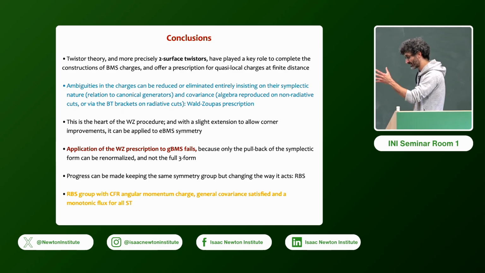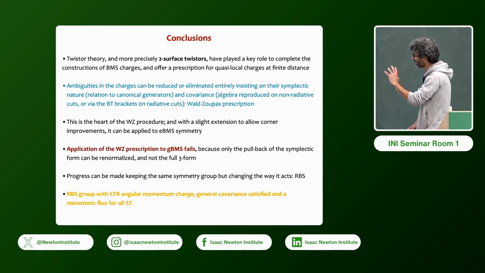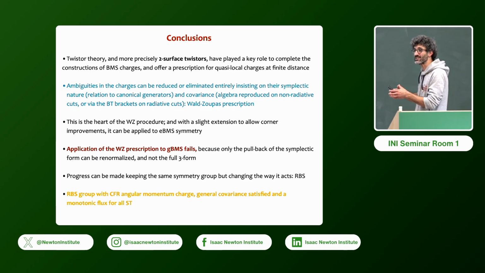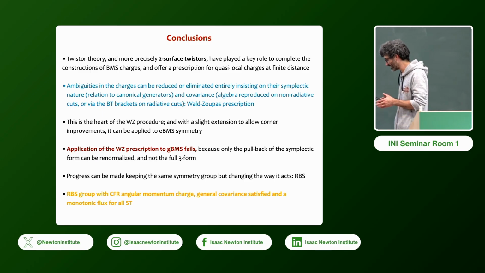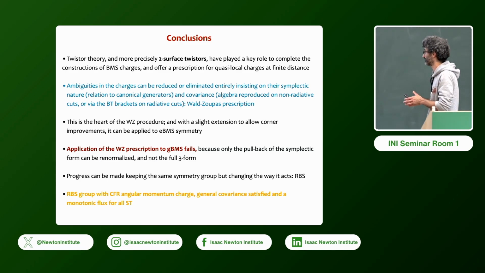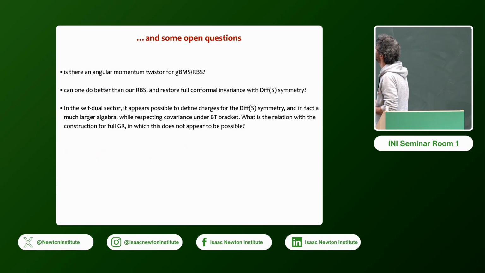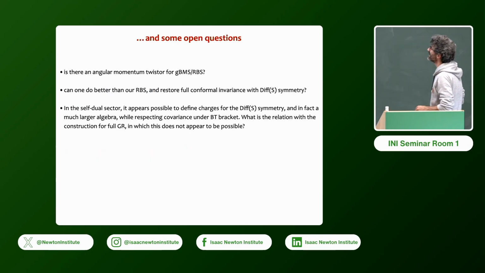The way to make it work, I didn't have the time to go into the details, is to keep the same group but change the way it acts. Basically what goes wrong is that in the BMS and generalized BMS group, a boost, or the equivalent of a boost in the generalized BMS group, changes the conformal factor, and that's what creates problems. So you have to change the action of the symmetry group so that the conformal factor is not changed. You can do that by restricting to just using round spheres at infinity, and so we call this the round Bondi sphere group. It has very interesting properties, so if you have more questions, I'll be happy to tell you. And then I conclude with some open questions.